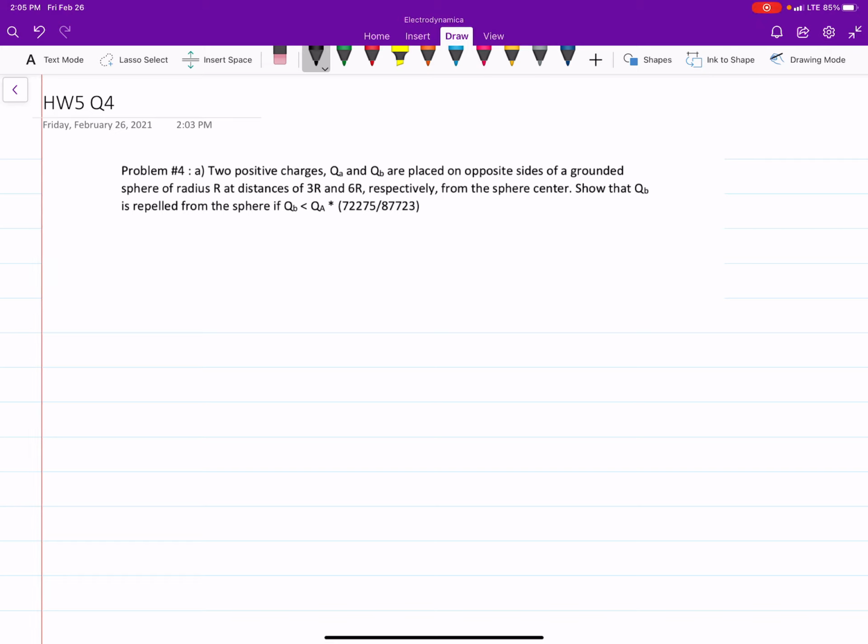Okay, so this is a homework assignment. This isn't one that I'm doing just to study. This is one that's actually for a grade. And it says two positive charges, QA and QB, are placed on opposite sides of a grounded sphere of radius r at distances 3r and 6r respectively from the sphere center. Show that QB is repelled from the sphere if QB is less than QA.